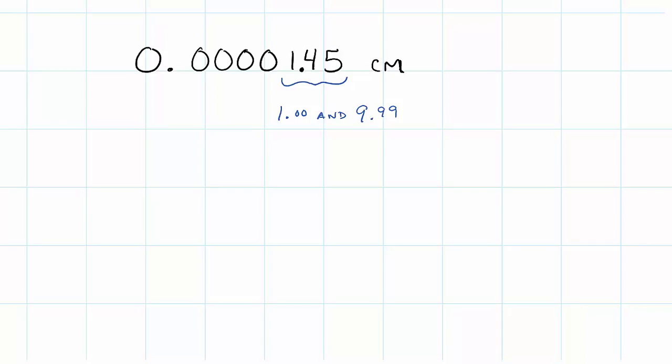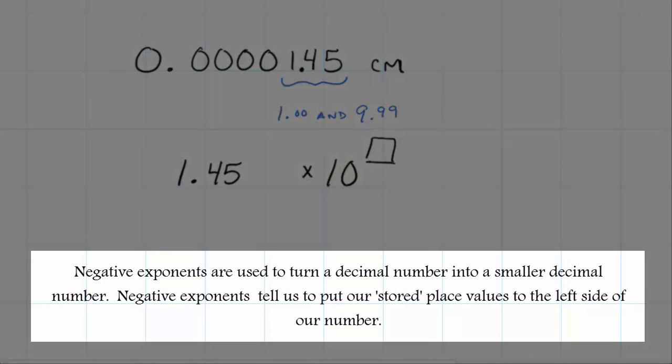Okay, how many place values am I actually making this number appear bigger? Yeah, we're actually making it bigger. We're going from a very small decimal number to 1.45. We're making it much bigger this time. So, if I put down 1.45, we're still going to have place values, but we're going to store them a little differently. So here's where I'm going to store my place values. What is going to be the exponent that I put here into storage?